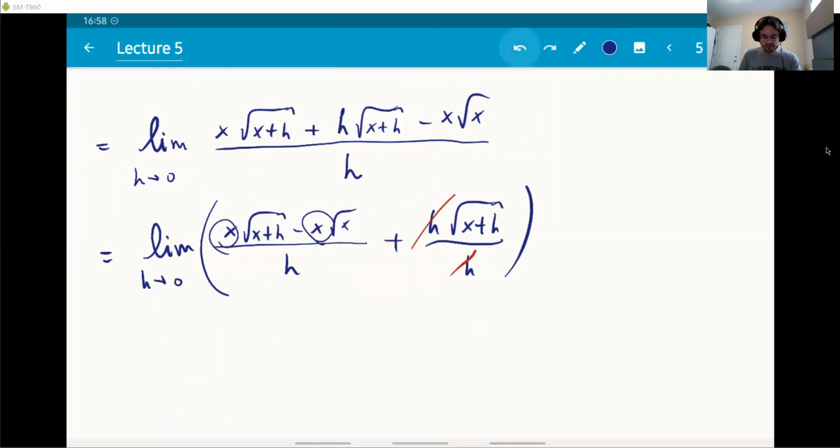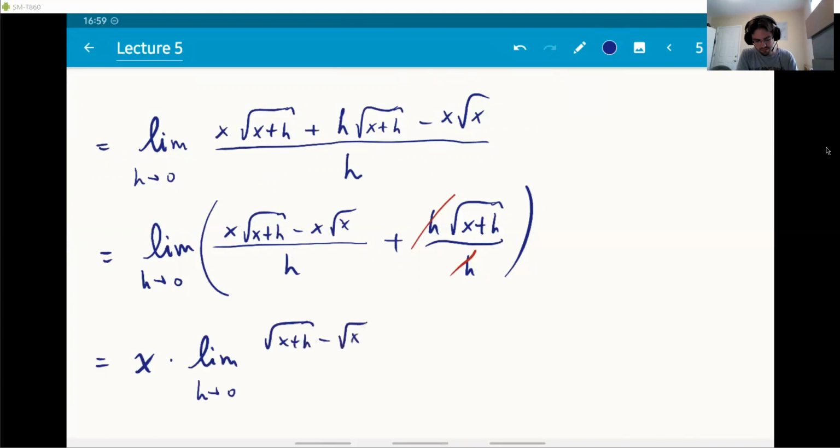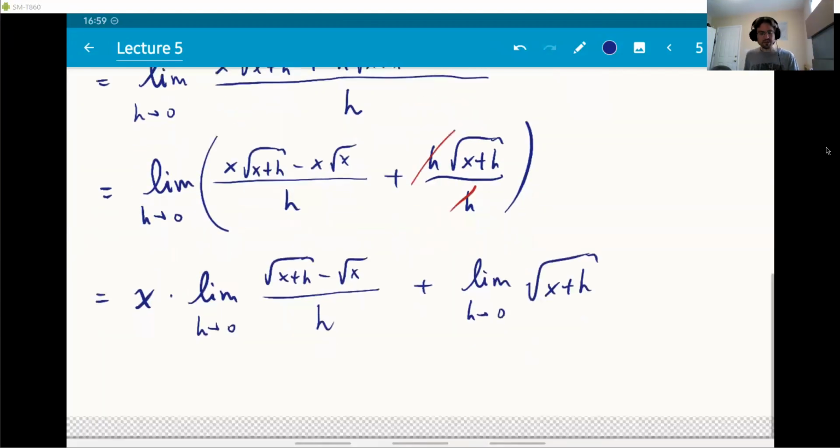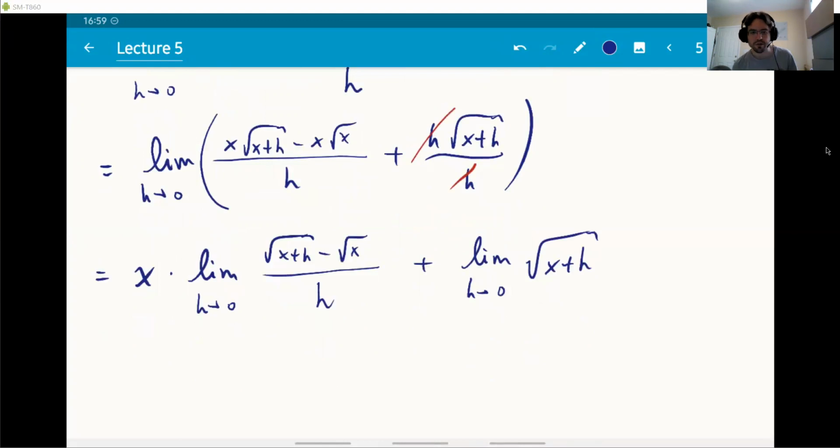x in the first limit is just a number. Remember that the limit variable is h. x can be brought outside of the limit. So you have this, and the second limit, the h's went away, becomes just that. I hope you see what I'm doing. Now you have to deal with the two limits separately.